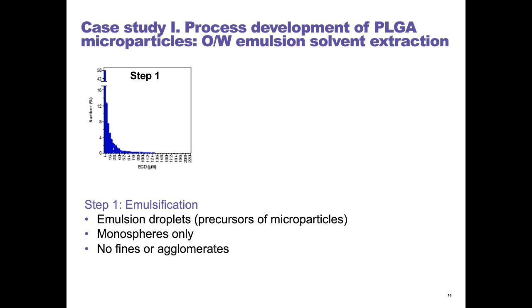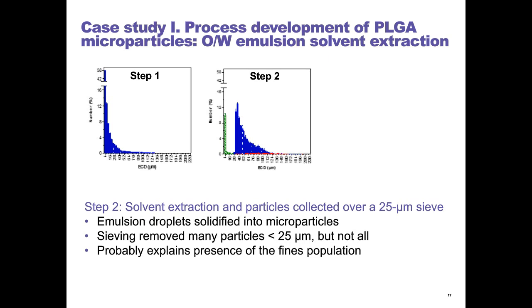The second step of the production process consisted of solvent extraction and particle collection over a 25 micrometer sieve. At this stage, solvent extraction caused the emulsion droplets to solidify into microparticles. What we can see from the graph is that sieving removed many particles smaller than 25 micrometer, but not all of them. The efficiency of sieving may not have been 100% due to adherence of small particles to the surface of larger particles. This sieving step probably also explains the presence of a fines population in the 2 commercial PLGA microparticle products.